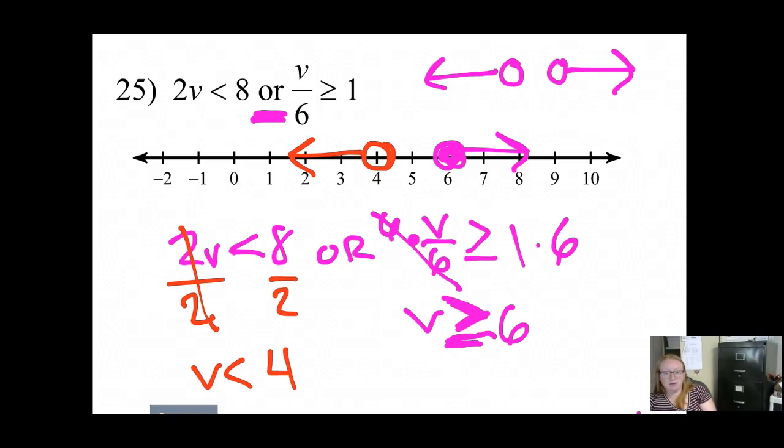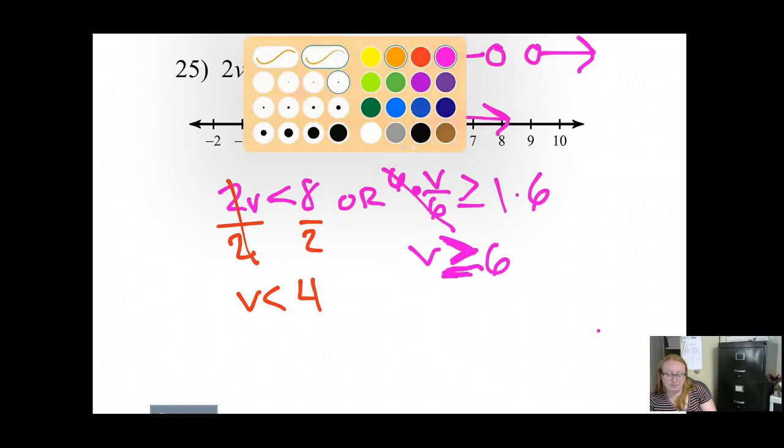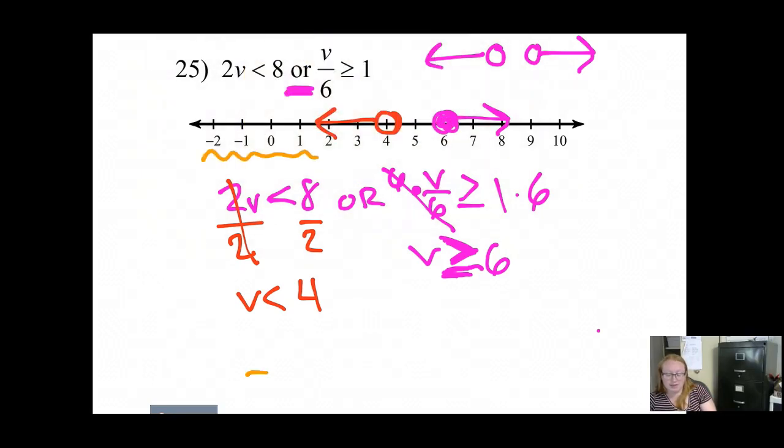And now I'm going to do my interval notation for this. As I go across, the first thing I hit is negative infinity. The second thing I hit is 4. Now I have to end my parenthesis bracket stuff here. Negative infinity always gets parentheses. 4 is going to get parentheses because it's an open circle. I'm going to write the word or because the word or was written there before.